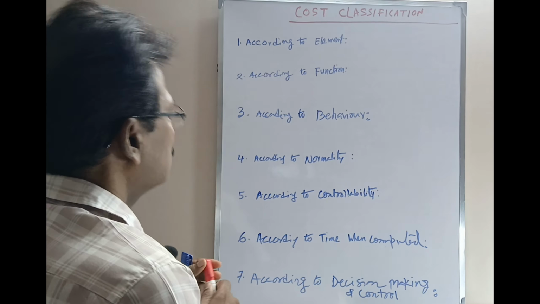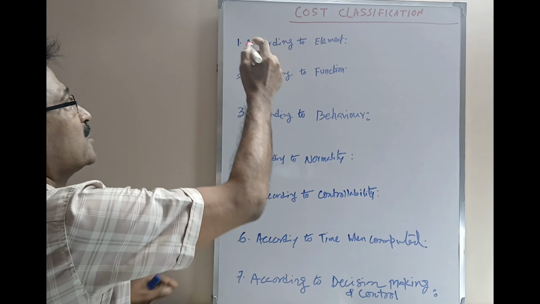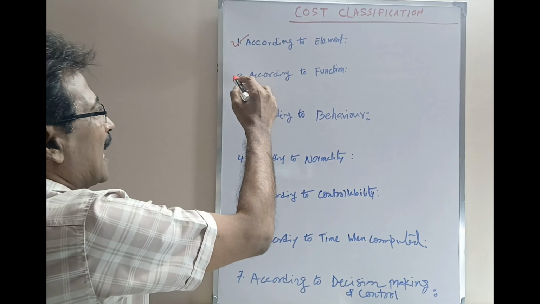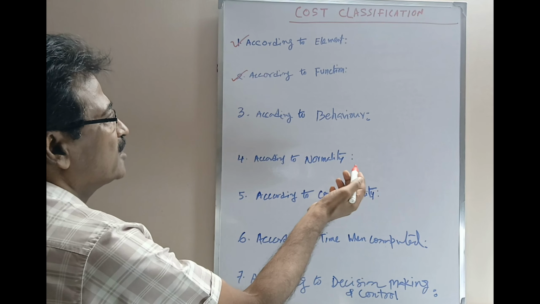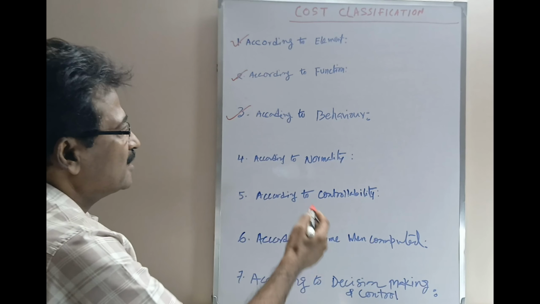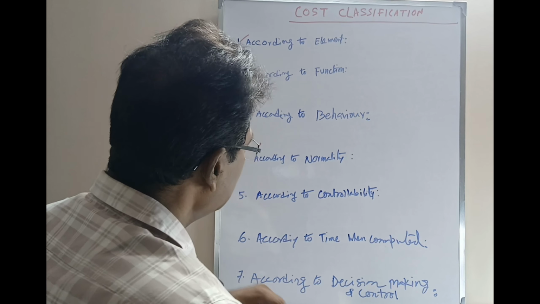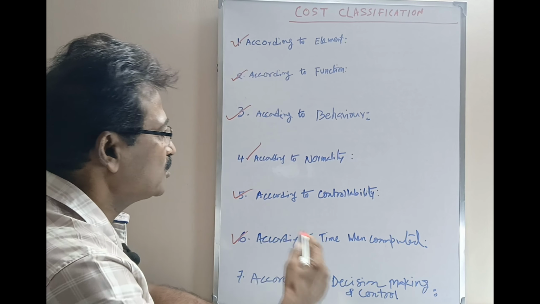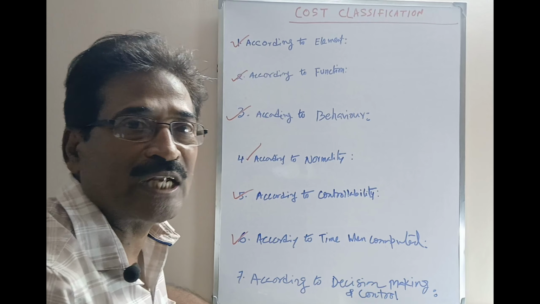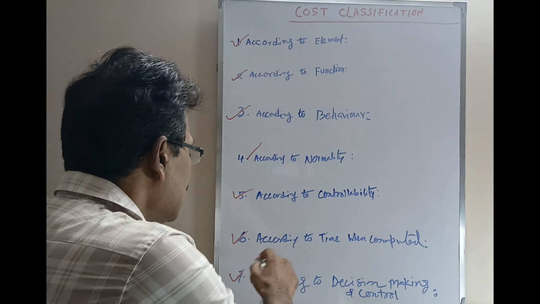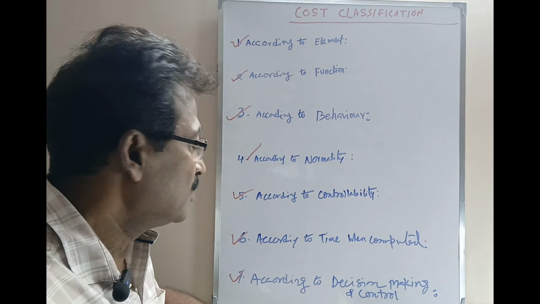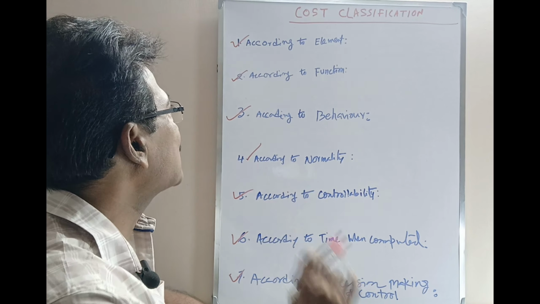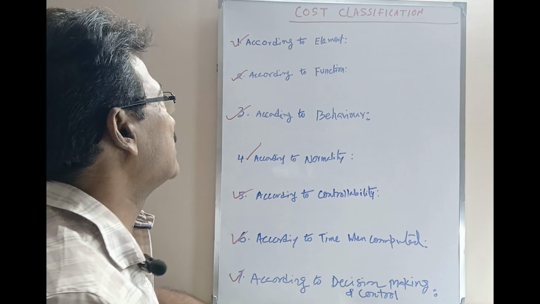Costs are classified like this: according to element of cost, according to function, according to behavior, according to normality, according to controllability, according to time when costs are computed, and finally according to decision making and control purpose. Let us discuss one by one.